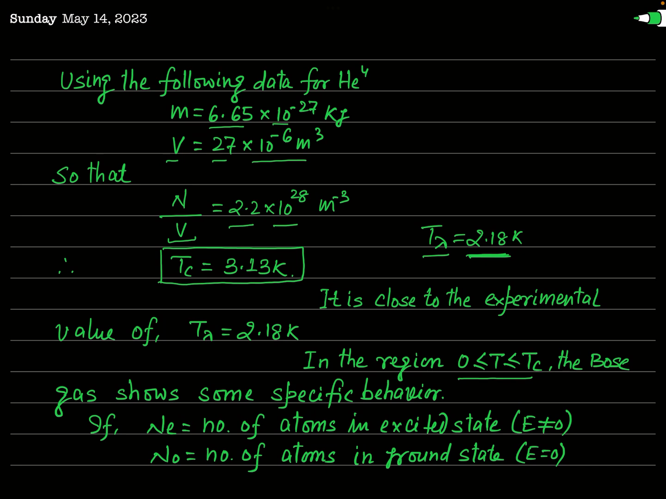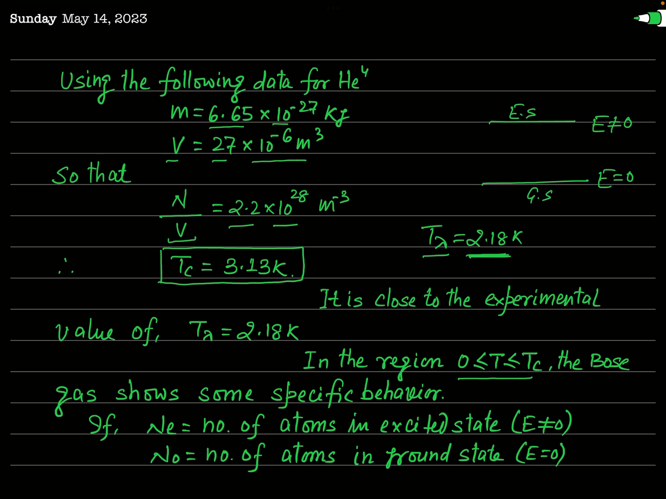Okay, and you know that in general we consider that there are two energy states or two quantum states. The first one is called the ground state, with energy E equal to 0. The other energy states are excited energy states, for which E is not 0. These are excited states. In fact, in these two states the atoms of the Bose gas are distributed.